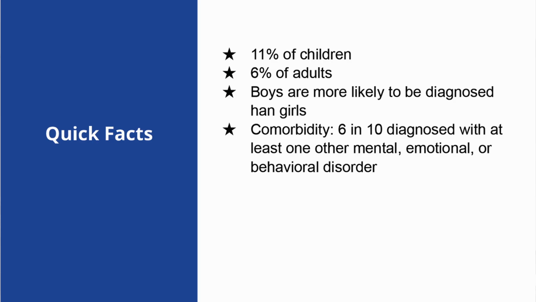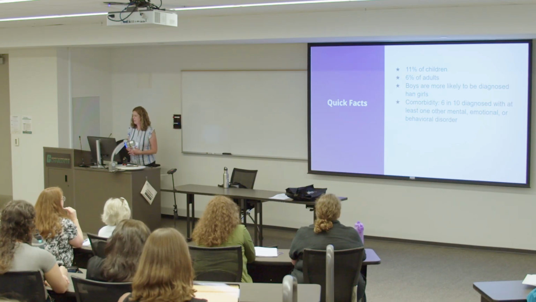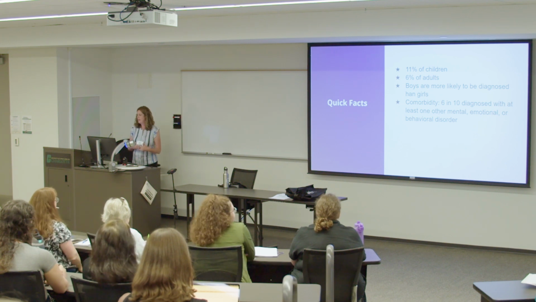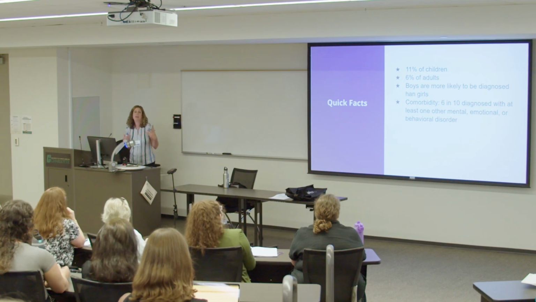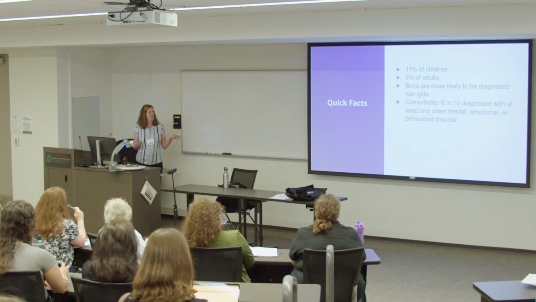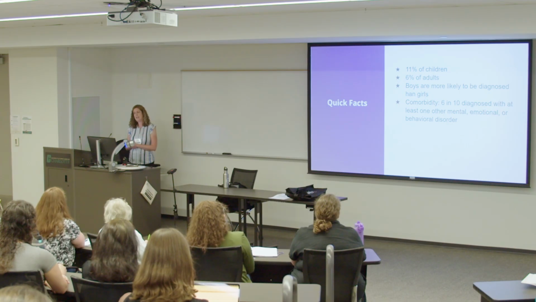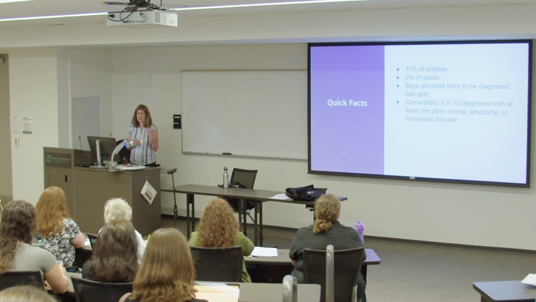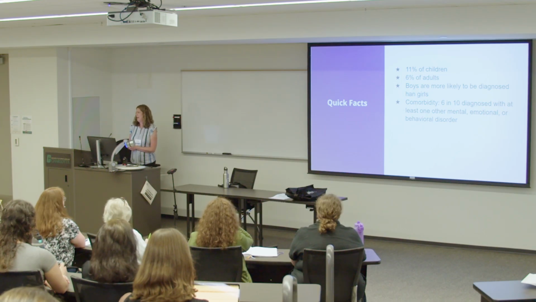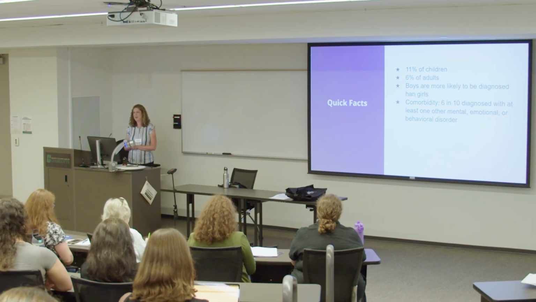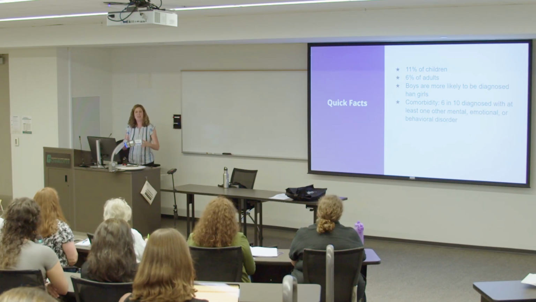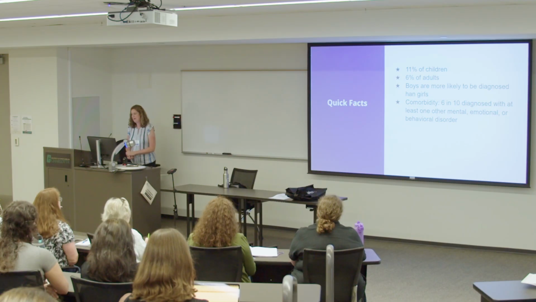Comorbidity. So in this case, comorbidity means you have more than one diagnosis. You have a couple of things going on. So 6 out of 10 individuals diagnosed with ADHD have at least one other mental, emotional, or behavioral disorder. So in my practice, typically we would see if a child had ADHD, a lot of times they also had something called oppositional defiant disorder or anxiety. So often those things go hand in hand. So it makes it a little more complicated. So we're not just dealing with somebody with ADHD, but they may have some other things that go along with that as well.